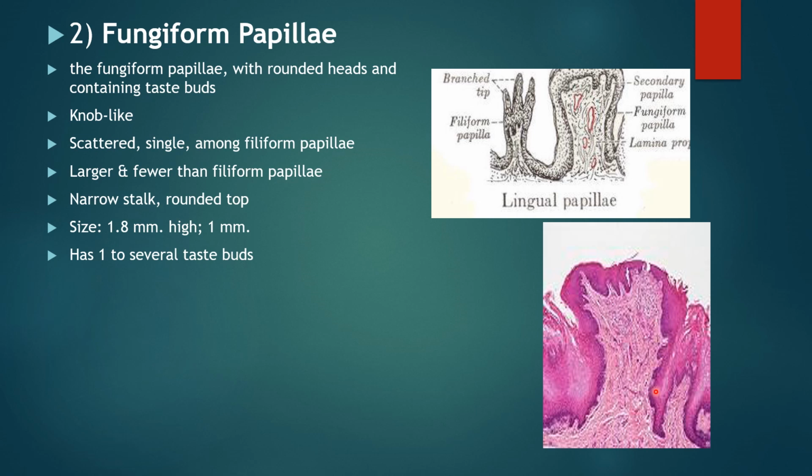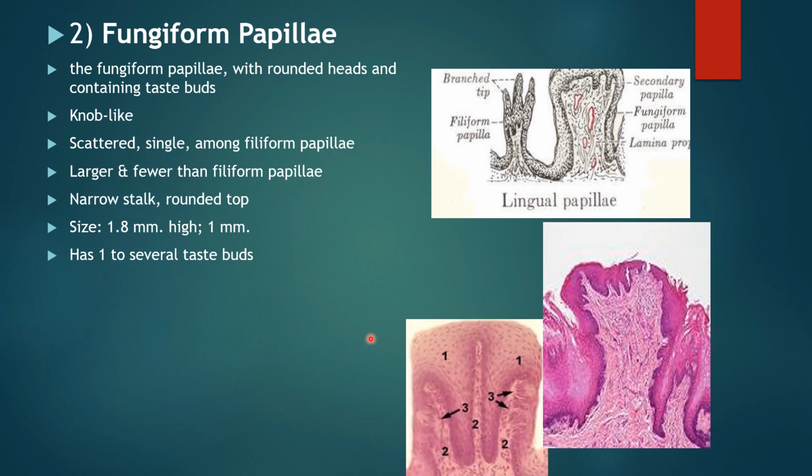Large number of the taste buds are present in the papilla, and these papillae are scattered among the filiform papillae. Their size is about 1.8 millimeter and height is nearly 1 millimeter. They have 1 to several taste buds. And another important point is that you can also see these papillae on the dorsal surface of the tongue with the naked eye as small reddish spots.